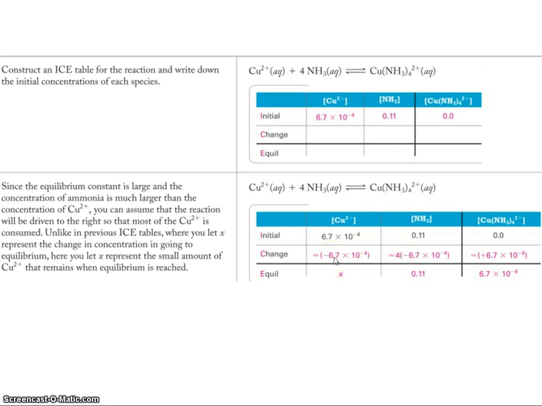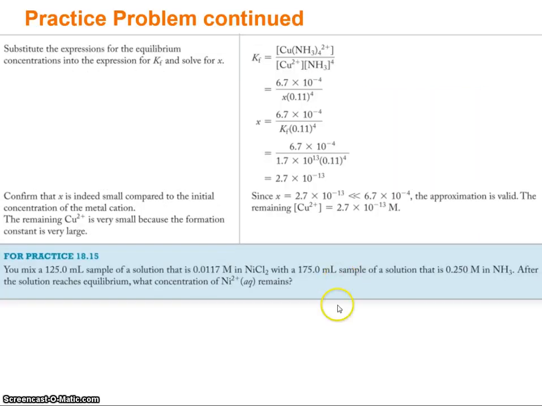In this assumption, we're going to let X represent the concentration at equilibrium. Here we're going to let X be the small amount of copper that remains when the equilibrium is reached. So this is a little bit different setup. This is leftover copper. We're going to assume most of this is going to be used. Right? So X is going to be our unknown amount, and that's the leftover bit.